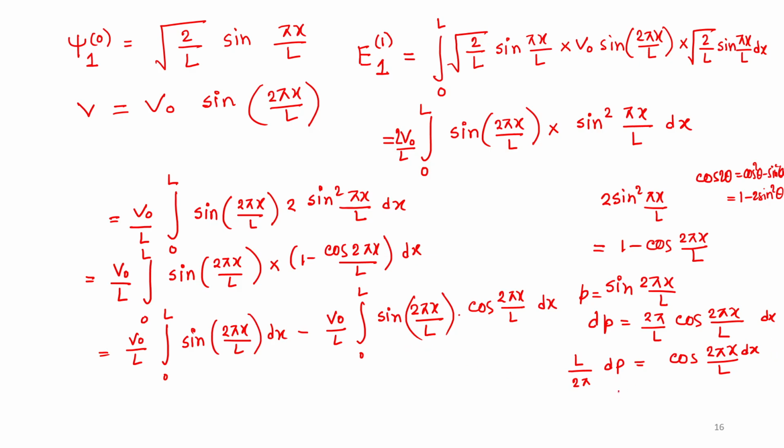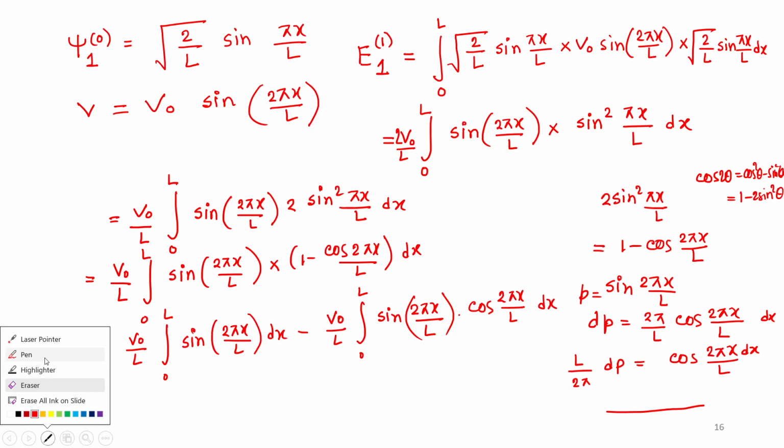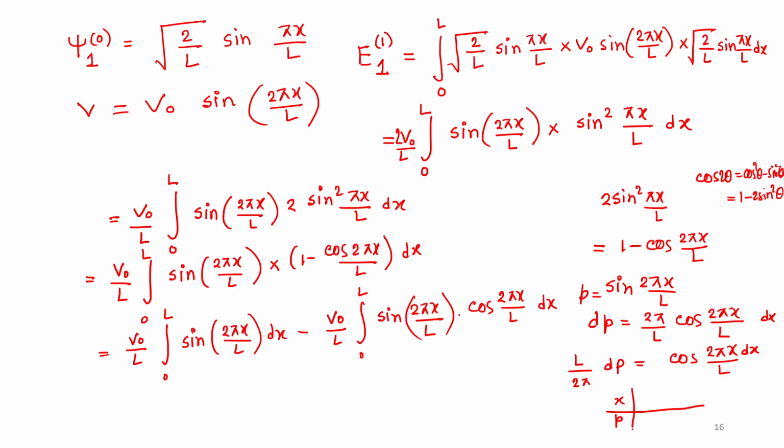And I need to write the relationship between x and P also. So I had the lower boundary 0, upper boundary L. So when x is 0, my P is going to be sine 0, that is 0. When x is going to be L, then my P is going to be sine 2 pi, which is also 0. So you can clearly see I don't have to do the integration.